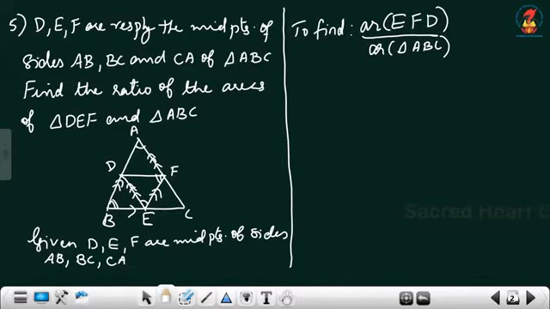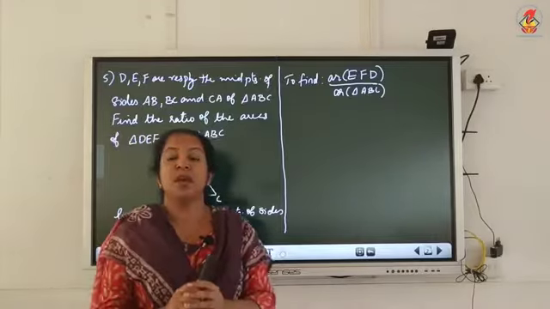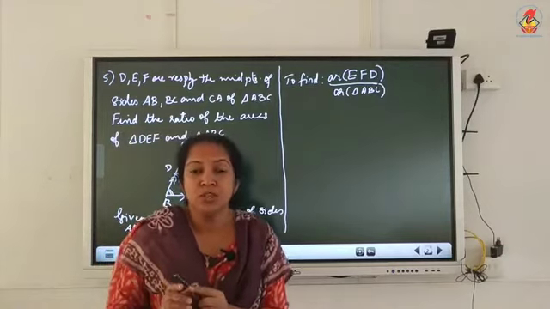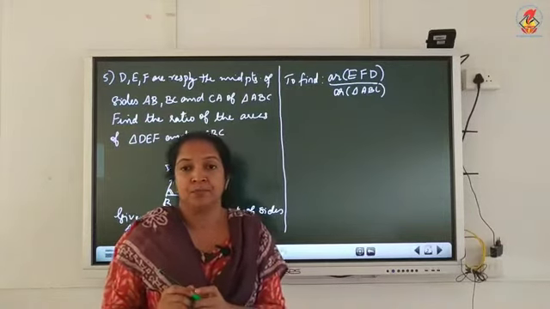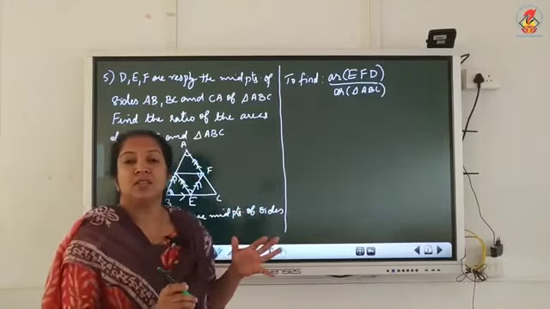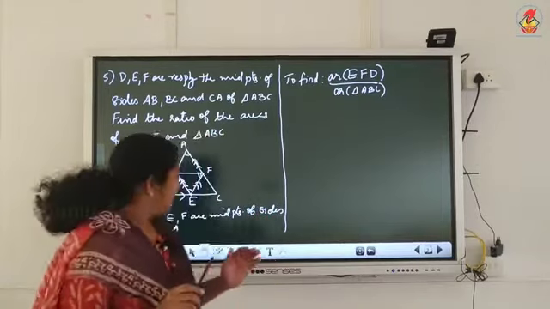So given the midpoints of the sides, we have to find the area of EFD divided by area of triangle ABC. For getting this, first we have to prove both the triangles are similar. Actually, for proving that, we are using the midpoint theorem.